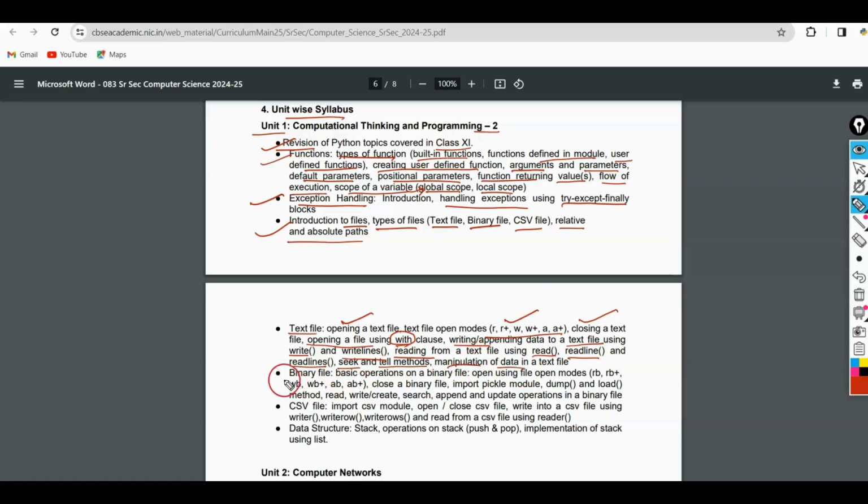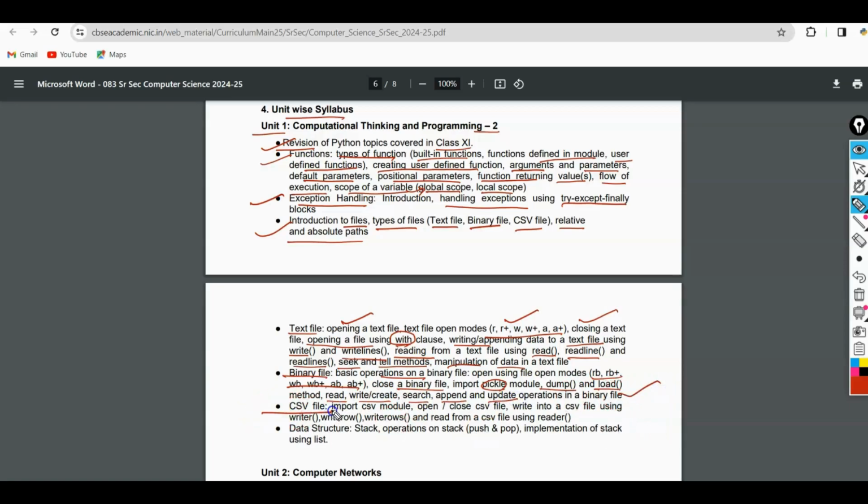And the next one is binary files. Under binary files you are going to read about the basic operations on a binary file, how to open a file in binary mode by using these modes, and how to close your binary file. And under binary files you will be importing a module called the pickle module. Under the pickle module you have two functions, dump and load, and how to read, write, search, append and update operations in your binary files.